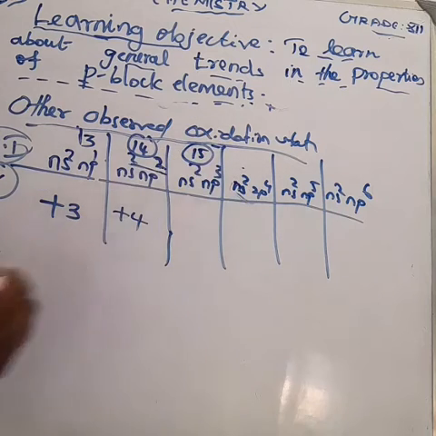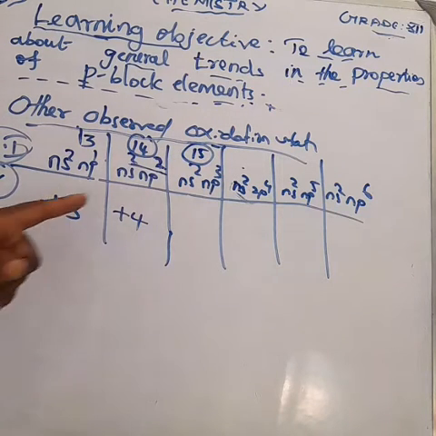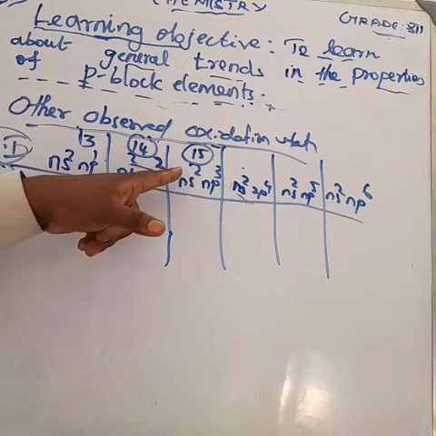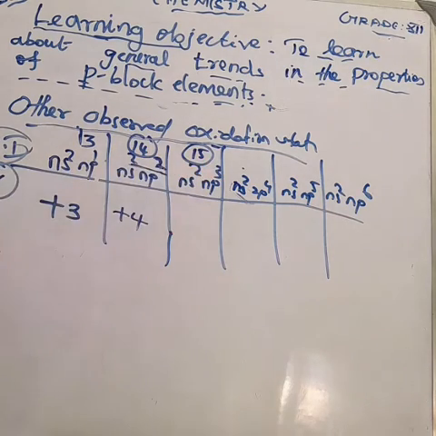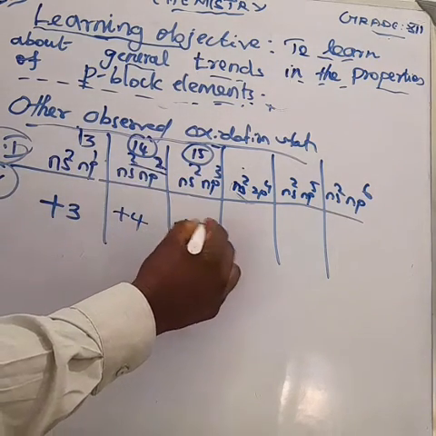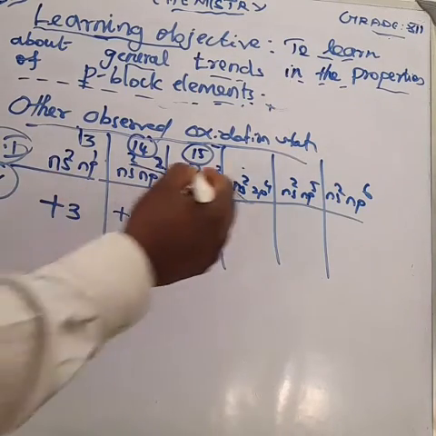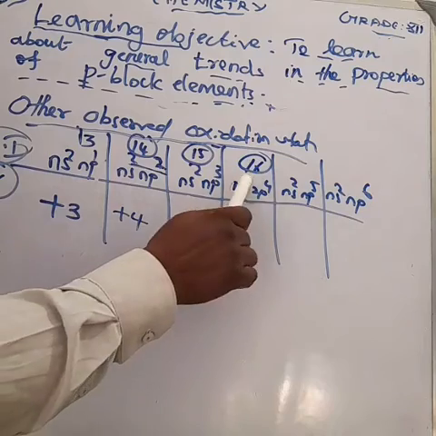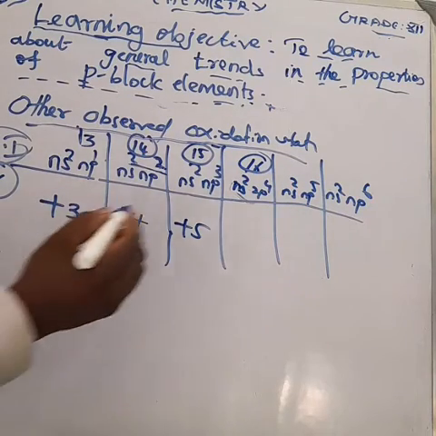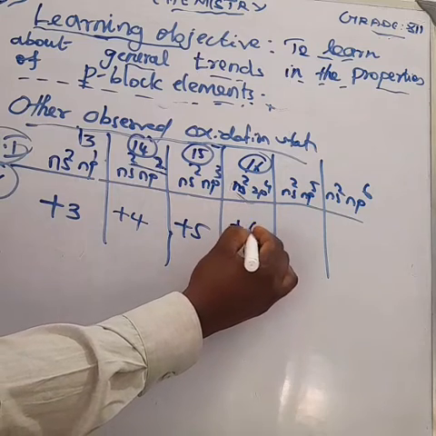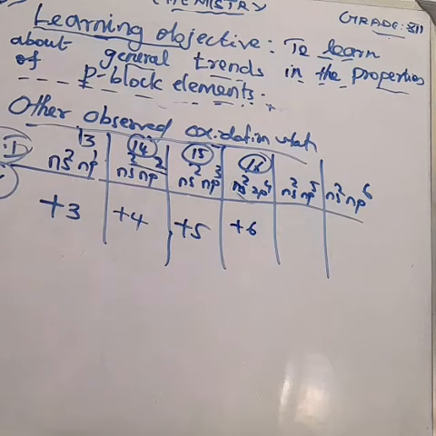What about the 15th group? The general electronic configuration is ns2 np3. Can you understand, my dear children? Add the last ones: 2 plus 3 gives the plus 5 oxidation state. What about the 16th group, the chalcogens? The general electronic configuration is ns2 np4. So what is the oxidation state? 2 plus 4, how much? 6. So plus 6 is the group oxidation state.